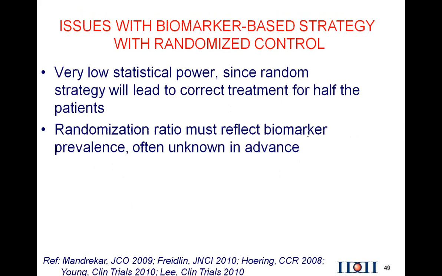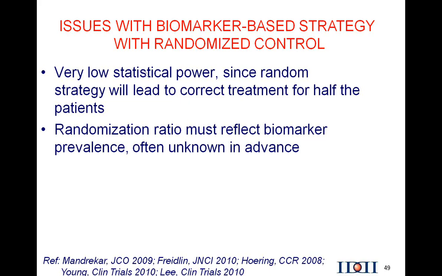So this is a limitation of this design. The randomization ratio must reflect the biomarker prevalence, which is often unknown in advance. And so we must have a method to adjust the randomization ratio or the allocation ratio as the trial proceeds. Another problem, but this is, I guess, common to all the designs that we've discussed so far, is again the very low statistical power of this design.